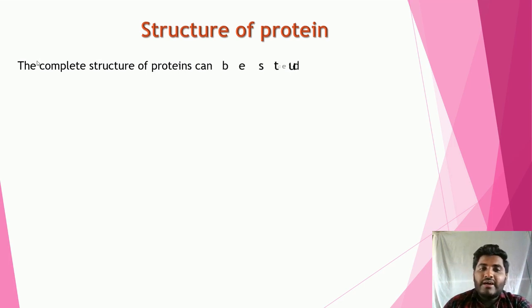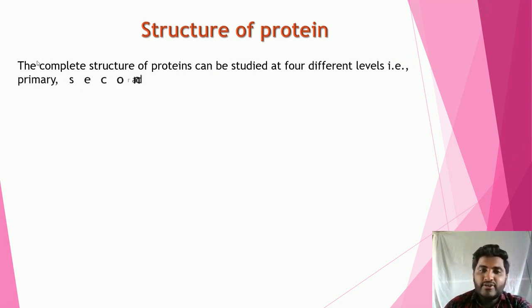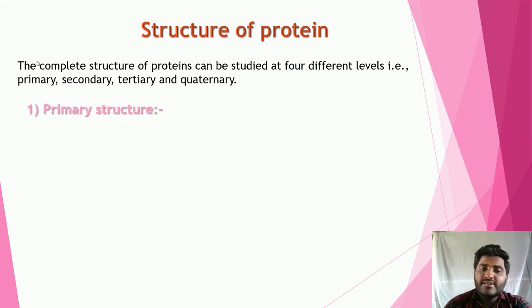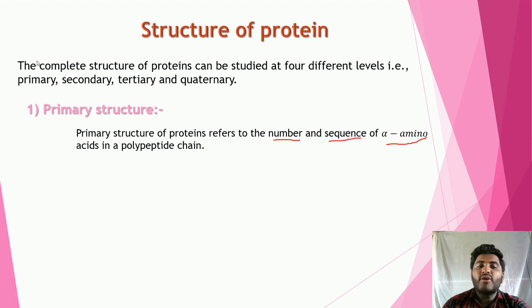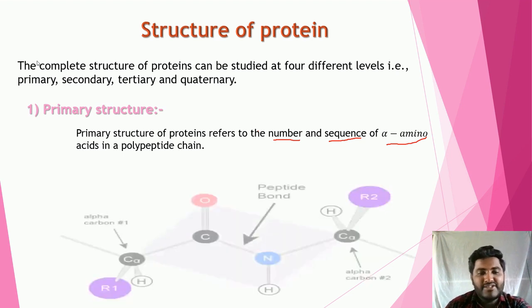So the complete structure of the protein can be classified into 4 categories: primary, secondary, tertiary and quaternary. So first we will discuss the primary. Primary structure only gives the number and sequence of alpha amino acids. So primary structure only tells how many are there and what is the sequence of alpha amino acids. That's it. So in a polypeptide chain, that is the primary structure.